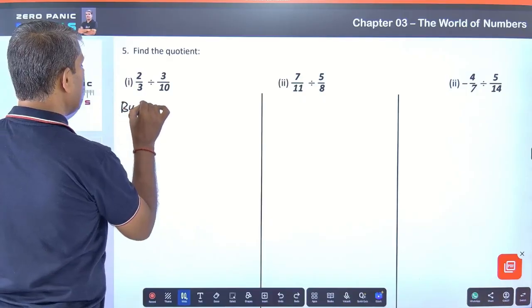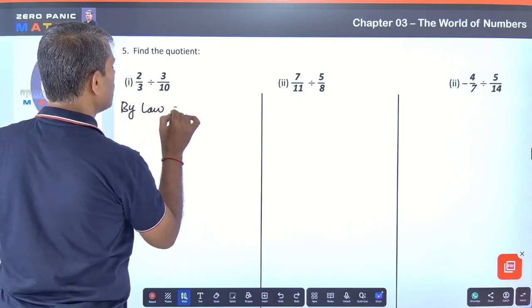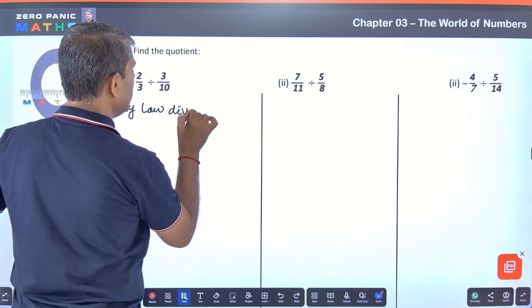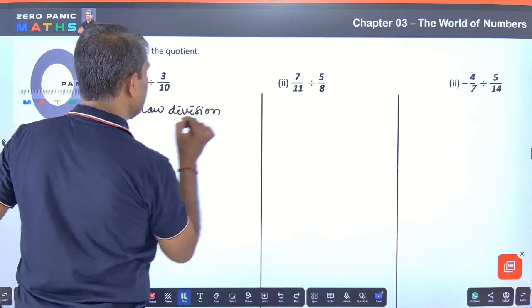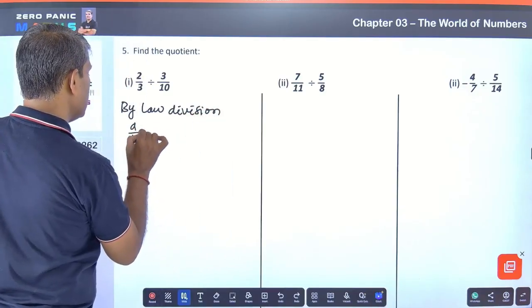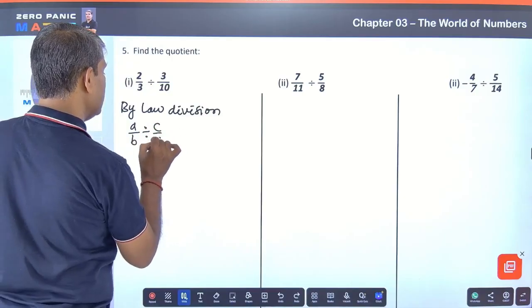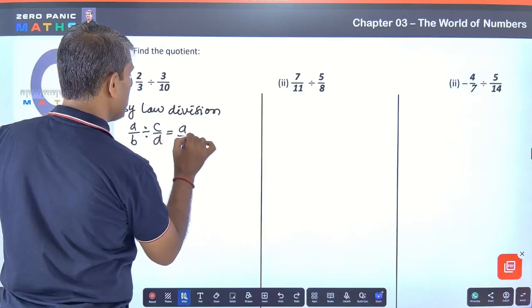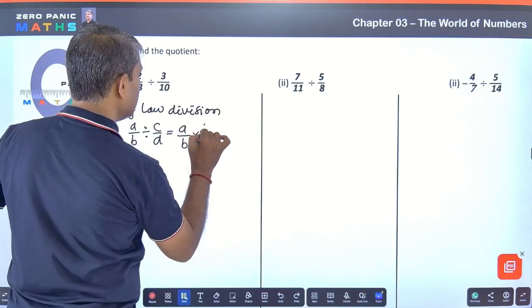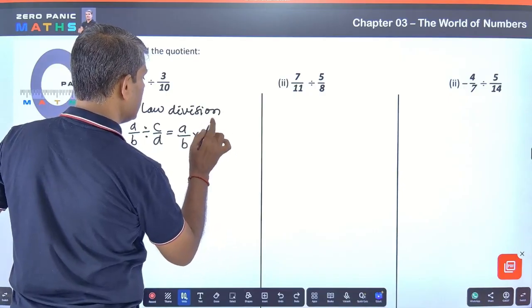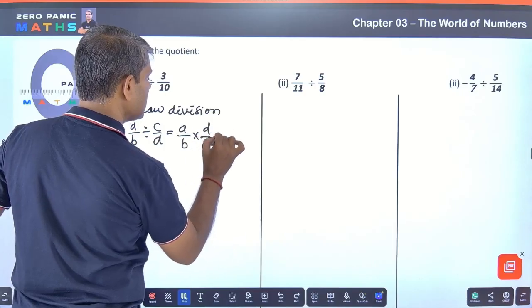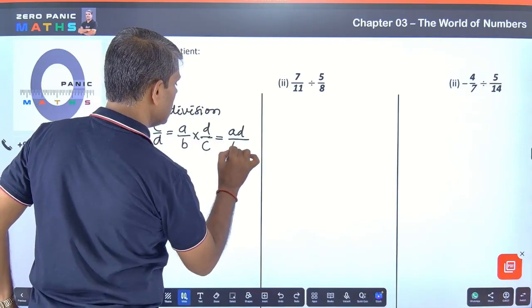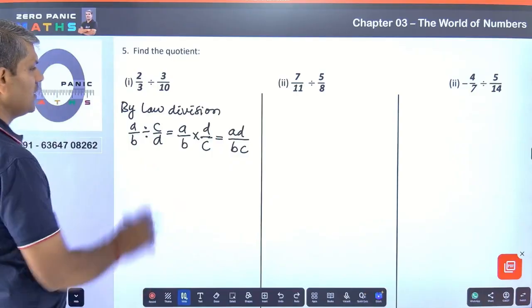Okay, so by law of quotient, or by law of division, we are saying A by B divided by C by D is actually equal to A by B multiplied by D by C, sorry, it is D by C, and multiplying A into D and B into C. It is AD by BC. This is the division law.